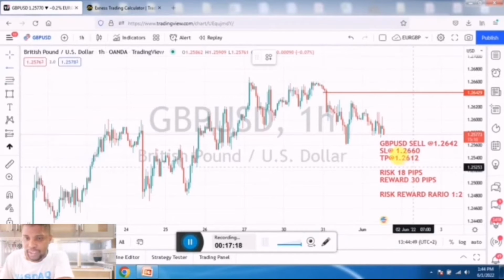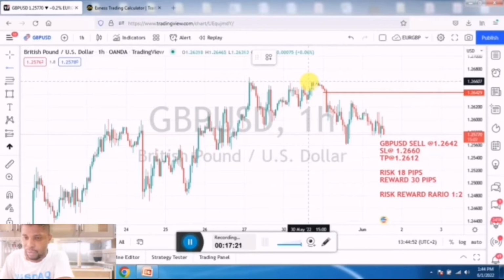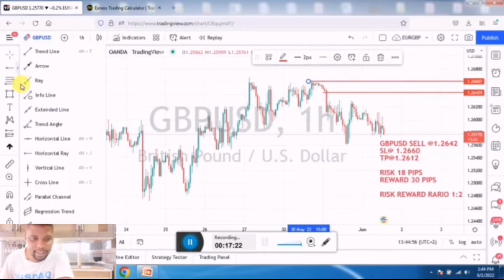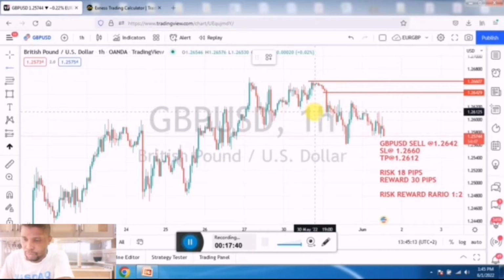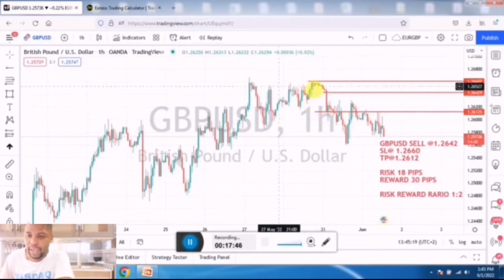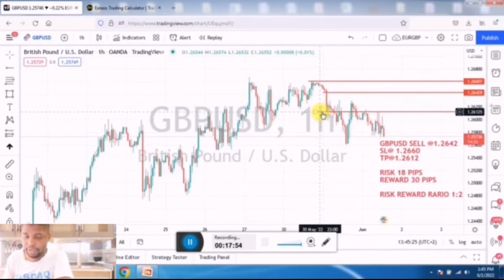Our stop loss is at 1.2660, and then our target, which is our take profit, is 1.2612, which is somewhere around here. So you sold here, and then GBP/USD fell, and your target was eventually hit.